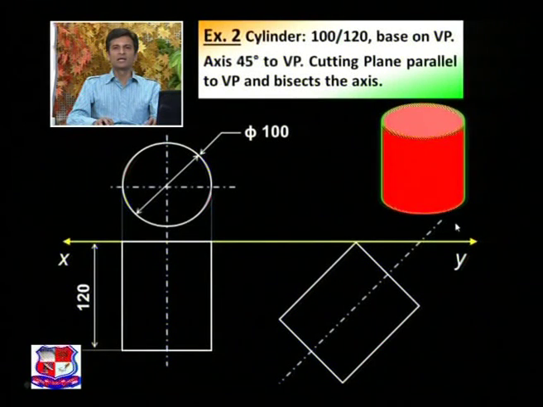of 45 degree with XY line. So this angle also would be 45 degree. Just we have tilted this rectangle like this. Now take the projections from this top view and front view.